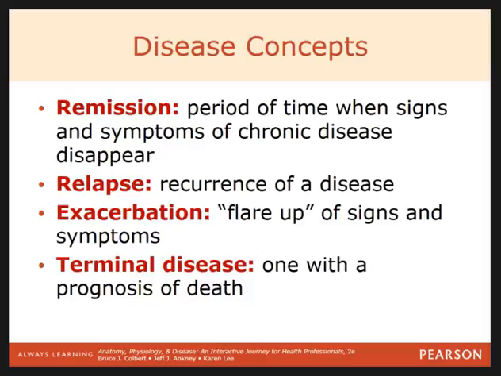Terminal disease is one that has a prognosis of death. So the patient is never going to recover from the disease, and the disease itself is potentially going to cause that patient's death. So an example of terminal disease, of course, would be cancer, but ALS is another. MS in its later stages, and even Alzheimer's disease could be considered terminal diseases.